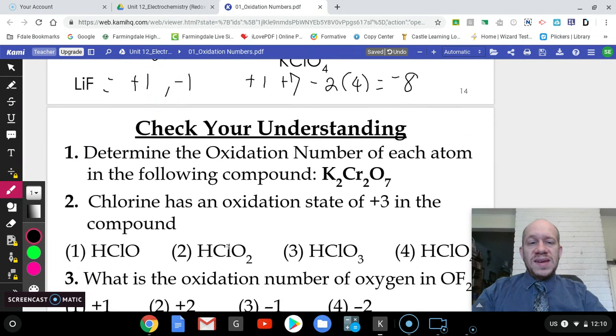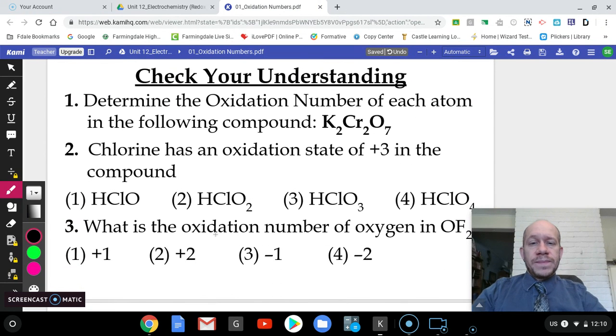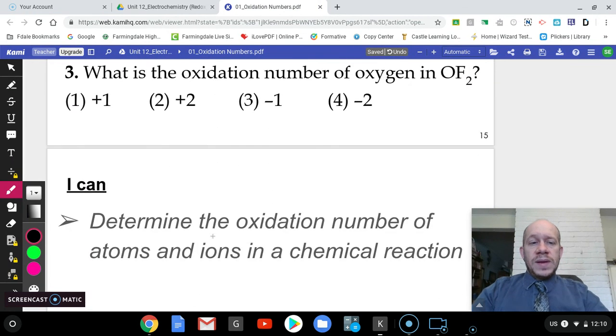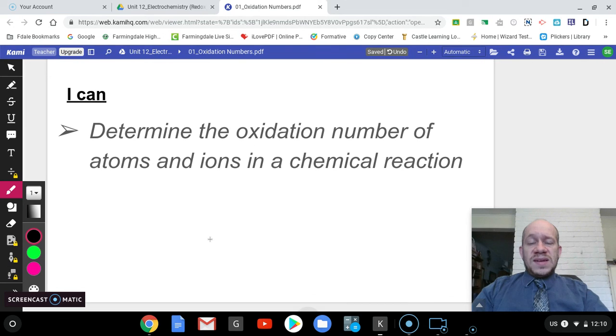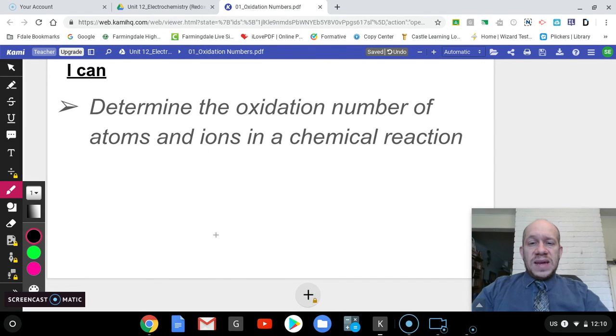So check your understanding. And now I can determine the oxidation number of atoms and ions in a chemical reaction.